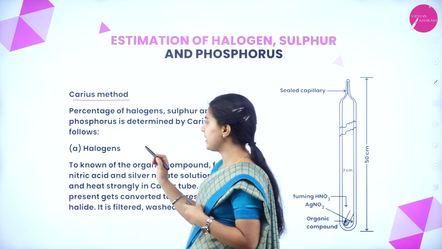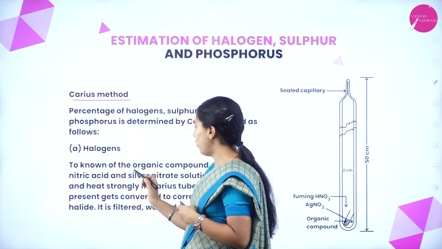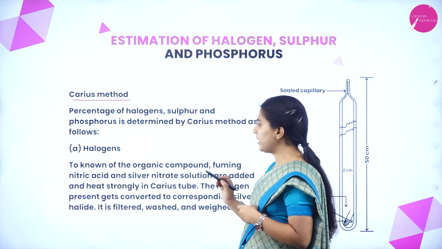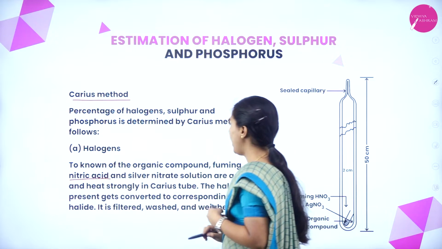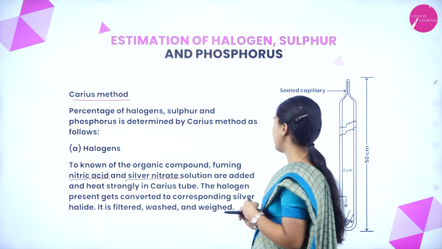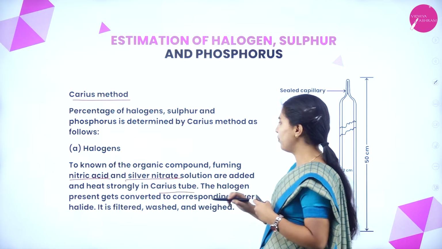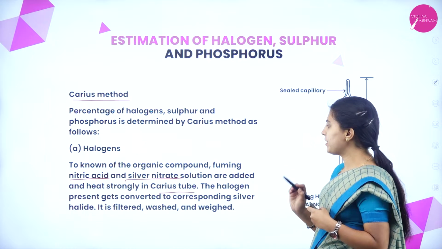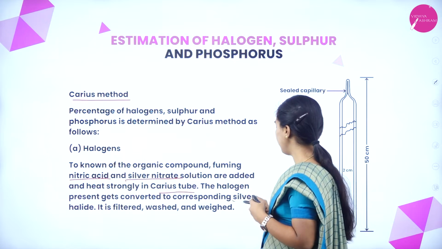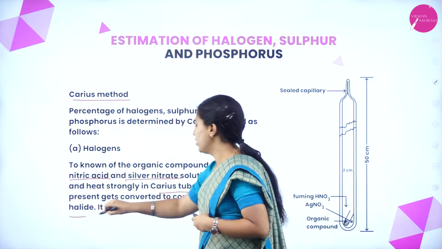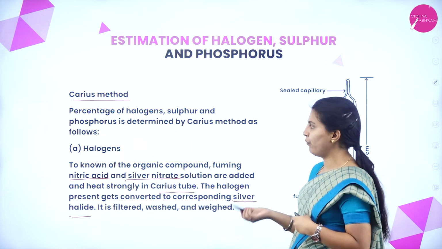In that, first one we will see halogens. A known mass of the organic compound, fuming nitric acid and silver nitrate solution are added and strongly heated in a Carius tube. The halogen present gets converted into the corresponding silver halide. It is filtered, washed and weighed.